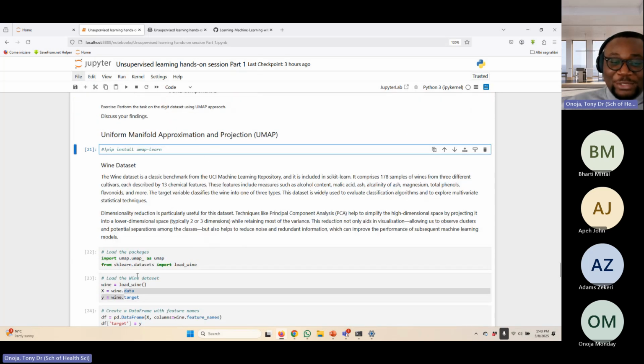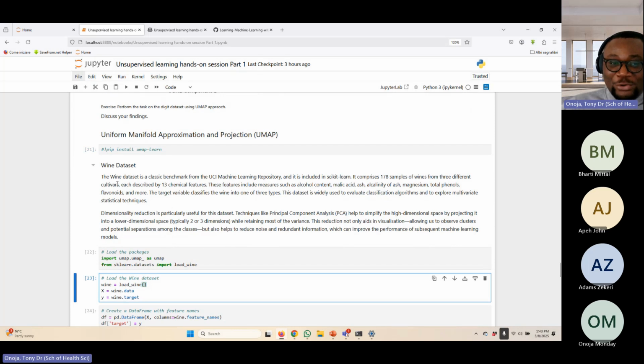But I performed the tSNE on a different dataset called the wine dataset. Now, the wine dataset is a classical benchmark dataset from the UCI Machine Learning Repository. It comprises around 178 samples of wines from 3 different cultivators, each described by 13 chemical features. These features measure such things as alcohol content, malic acid, ash, alkalinity of ash, magnesium, total phenols, flavonoids, and so on.